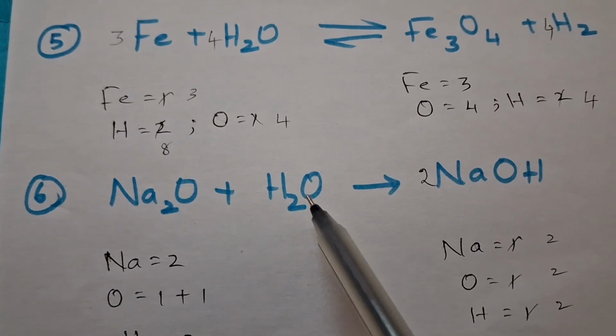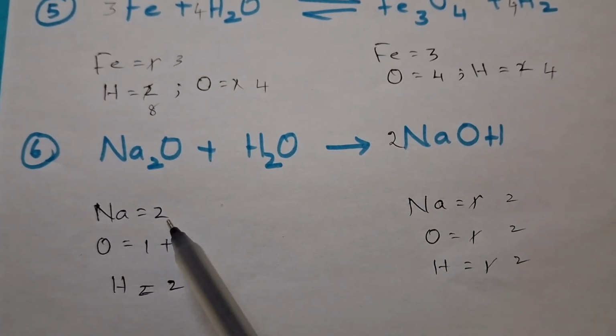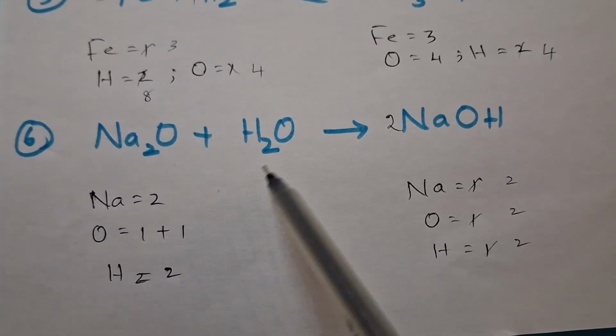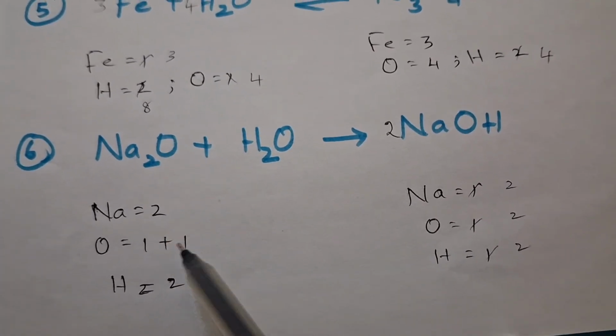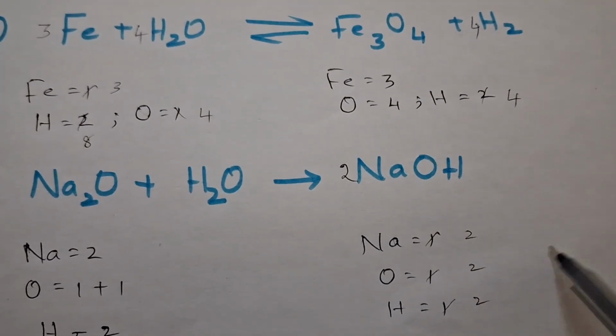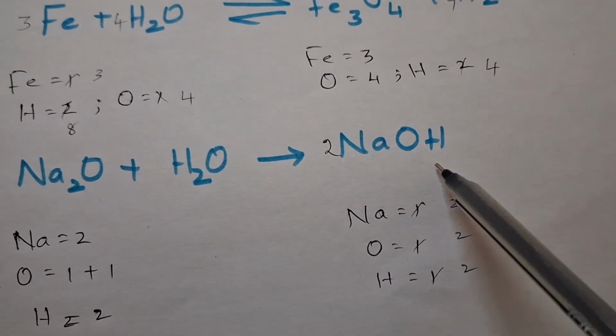Next one is sodium oxide plus water. Then you dissolve in water, you'll get sodium hydroxide. So Na2, O is 1, hydrogen is 2, again oxygen is 1. So 1 plus 1 here. This side, everything is 1. Sodium 1, oxygen 1, hydrogen 1.